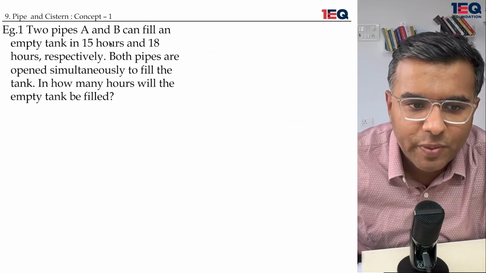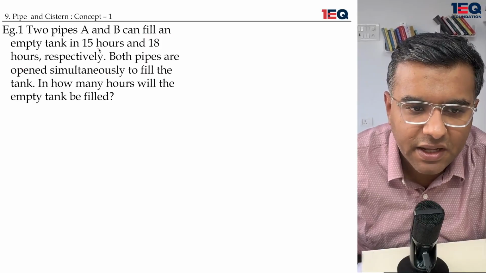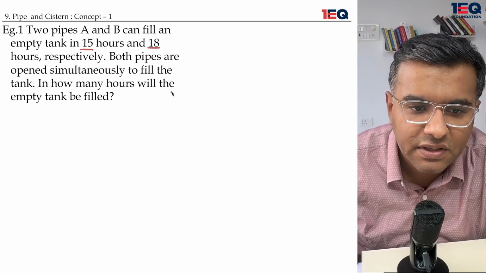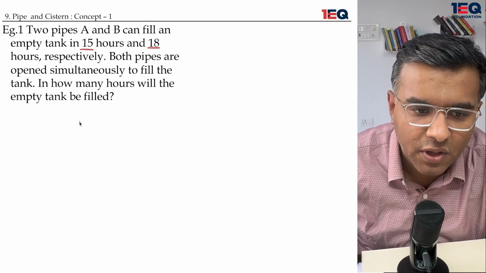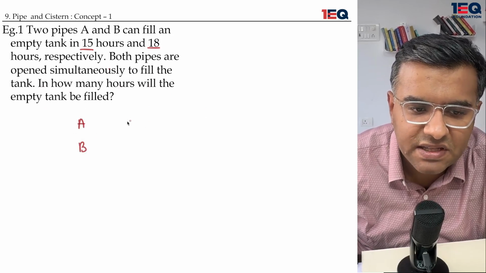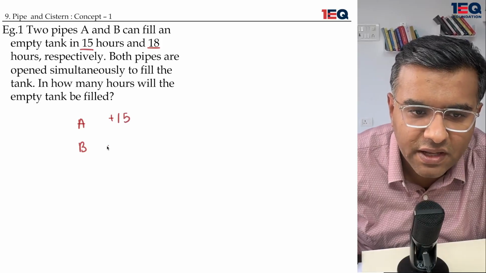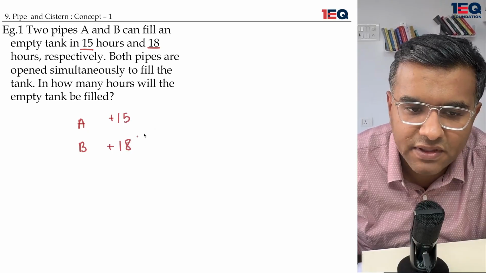Two pipes A and B are filling an empty tank in 15 hours and 18 hours. Both pipes are open simultaneously to fill the tank. How many hours will the empty tank be filled? Let's assume the first pipe is A, the second pipe is B. It's going to take plus 15 hours to fill the tank and plus 18 hours to fill the tank.